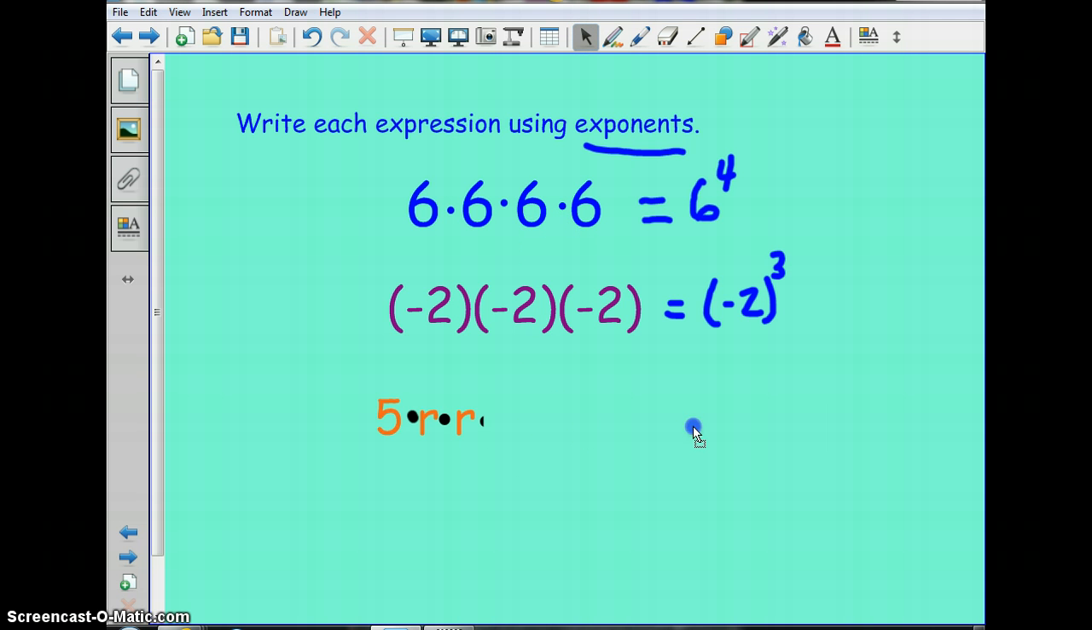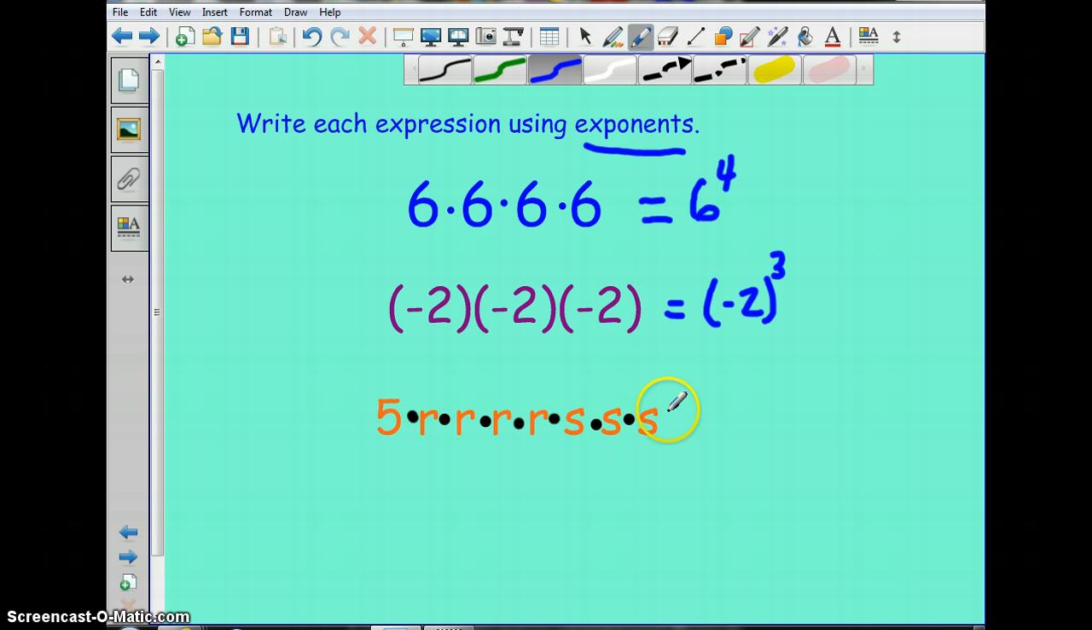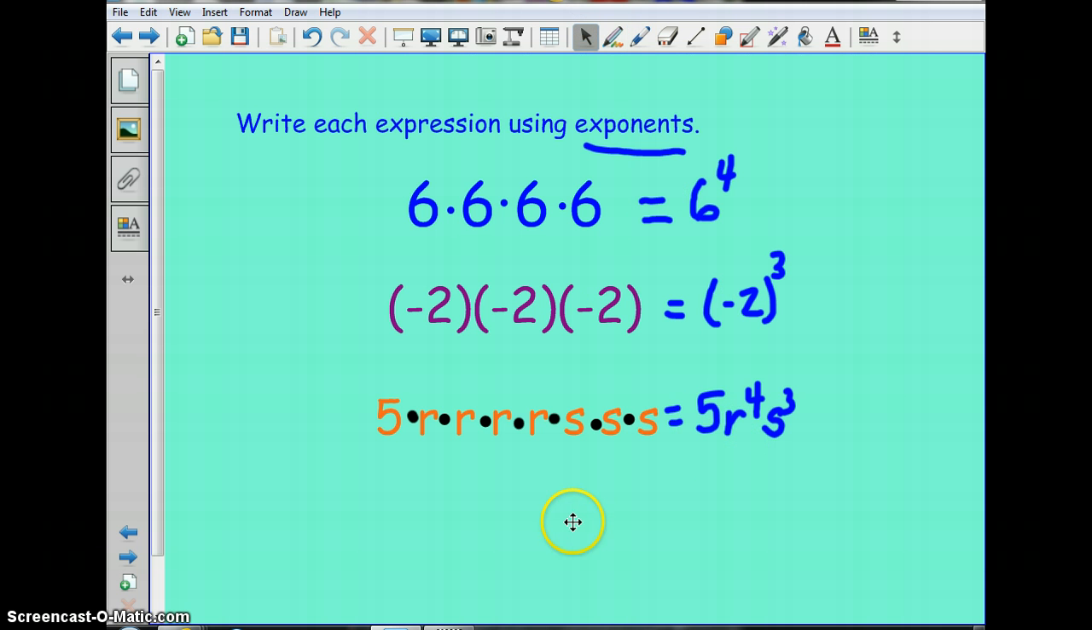Okay. The next one, we're going to put some different things together, different terms. So it looks like we just have 1, 5. You do not have to write the exponent of 1. You can be lazy if you want to. Times R, we have 1, 2, 3, 4 R's. And then 1, 2, 3 S's. So that's how we would write an expression with variables and numbers. You don't have to write the times sign because when they're right next to each other, that means times.